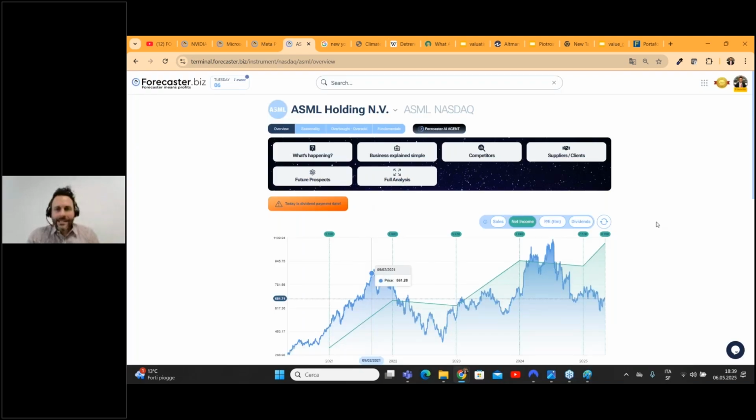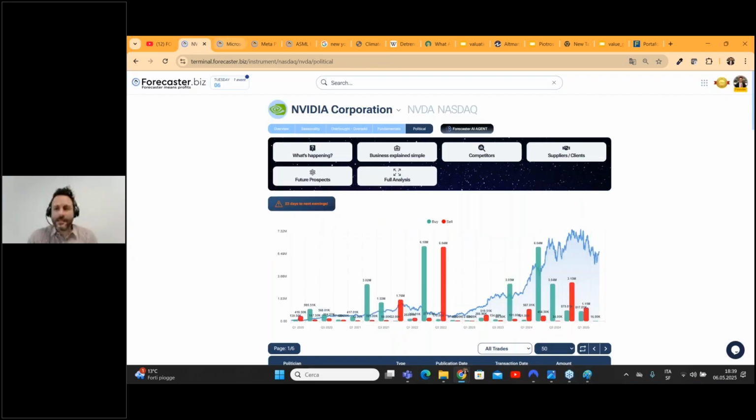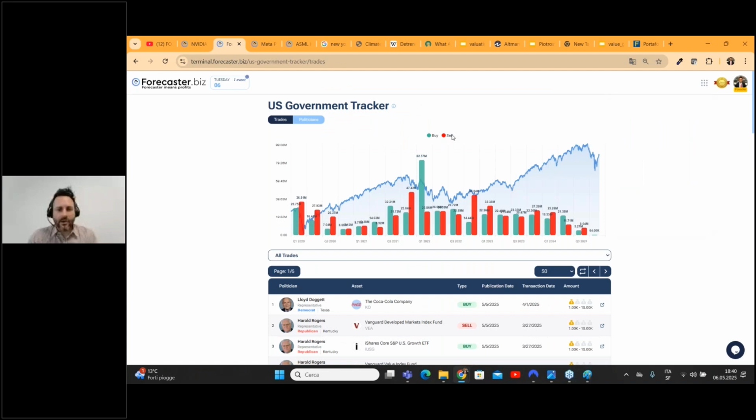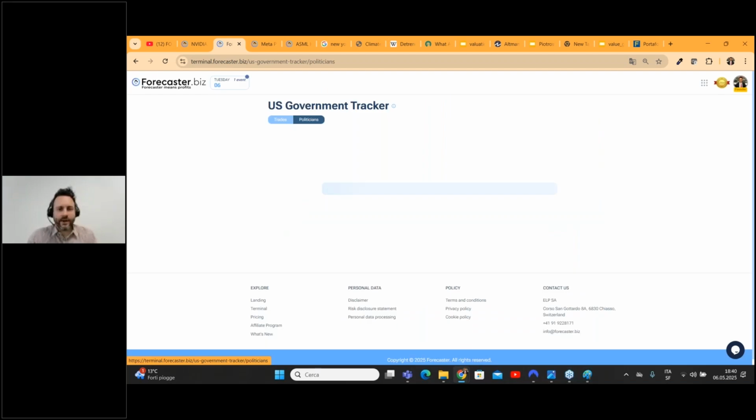Okay. Last layer, guys, is the politicians. In the United States, politicians must say if they invest in a specific stock. Okay, so inside the Forecaster terminal we have the US Gov tracker, and we can see every single trade every politician is doing. Okay, we can track also a specific politician. Okay, you can find the specific page with all the trades.